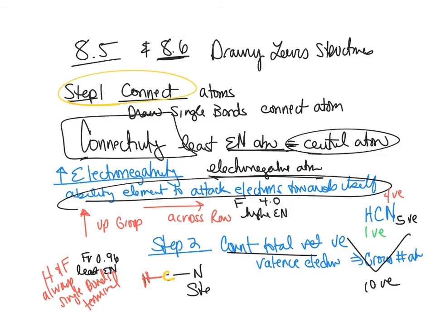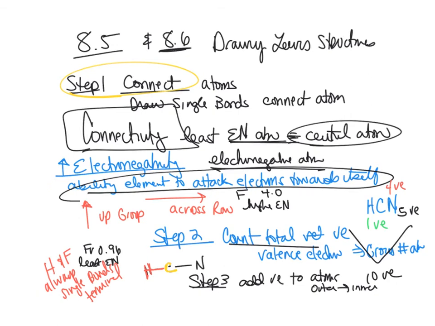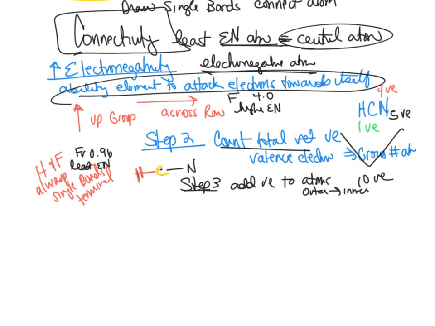Step 3, we're going to add valence electrons to the atoms, and we're going to go outer to inner, but you need to follow the octet. So you want to complete the octet. So step 4 is going to be the octet. So those are going to be 4 steps we follow. Step 4 is the octet rule.